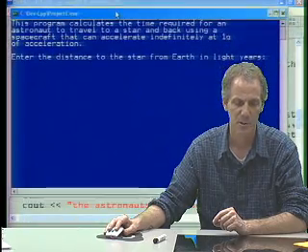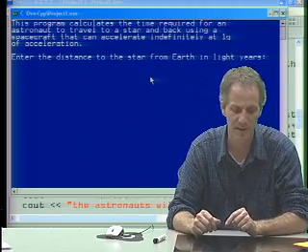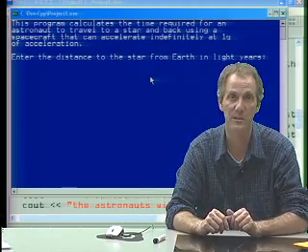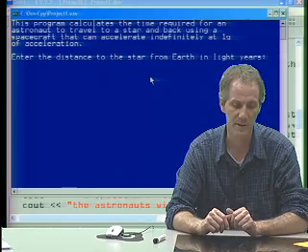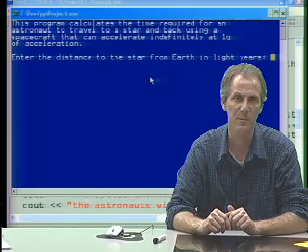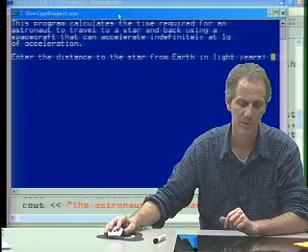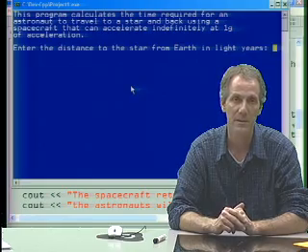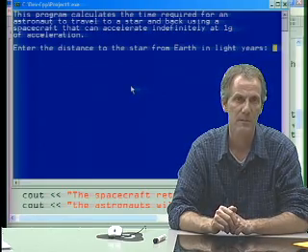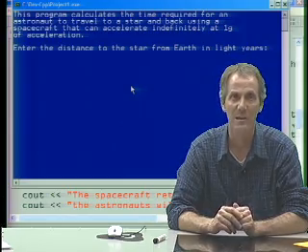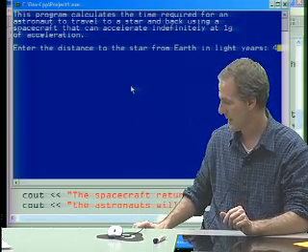It says this program calculates the time required for an astronaut to travel to a star and back using a spacecraft that can accelerate indefinitely at 1 g of acceleration. So it asks for the distance to the star from Earth in light years. There's 2 stars that are close. Alpha Centauri in the northern hemisphere, Proxima in the southern hemisphere is a little bit closer. They're both about 4 light years away. So I'll put 4 light years.